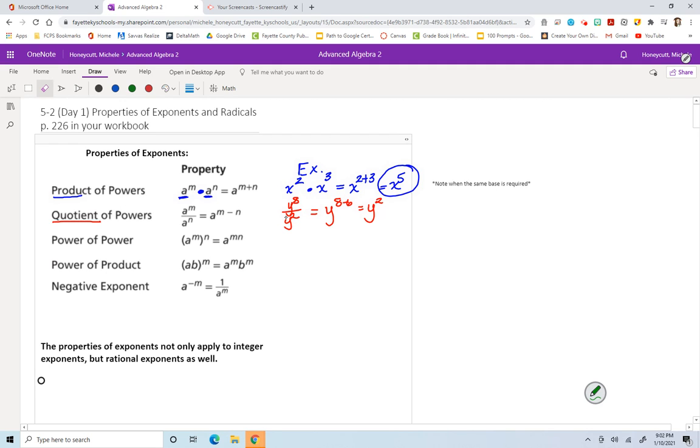Then, power of a power. That's the one where you multiply the exponents, and that happens when you have an exponent raised to another exponent. So you'll see something like x to the 4th, that whole thing, raised to the 5th power. You'll multiply those exponents and get x to the 20th.